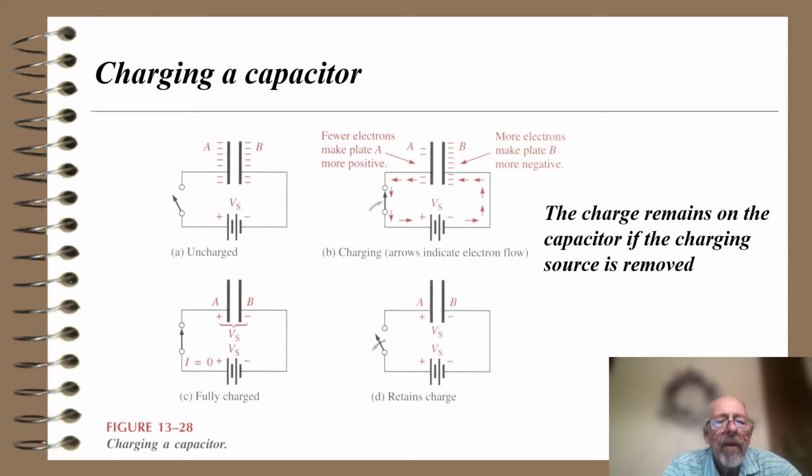If you go to C, what you discover now is it's fully charged, and the voltage across the capacitor is equal to the voltage of the battery, V sub S, with the polarity as shown, plus on A and minus on B. And if I open the switch now that the capacitor is fully charged, the charge remains on the capacitor if the charging source is removed. And a capacitor can stay charged for a long period of time. There may be mechanisms, losses in the capacitor. The dielectric may not be a perfect insulator, and it might discharge the capacitor as time goes on.